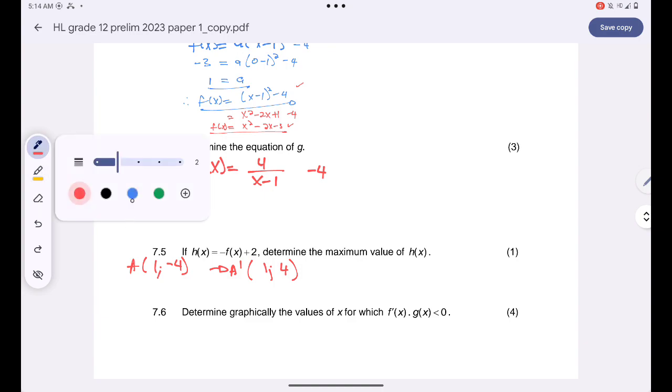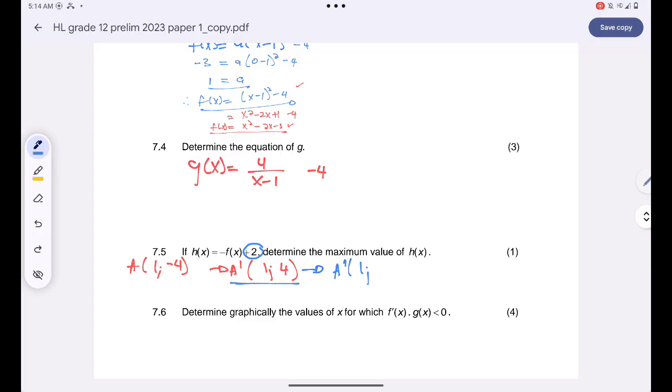Then the second transformation, guys, was to translate the graph 2 units up. By translating the graph 2 units up, we are also translating all the points of the graph 2 units up. So I will further transform this by translating it 2 units up. So A double prime will simply be 1 and, if I'm translating this point 2 units up, I'm just supposed to add on the y value. So it will be 4 plus 2 units, that will be just 6.